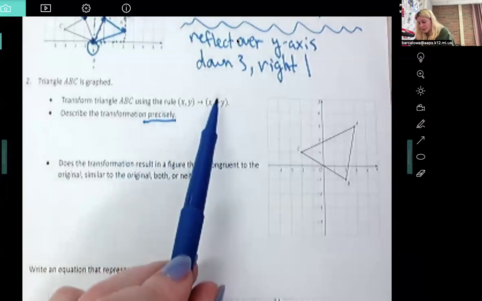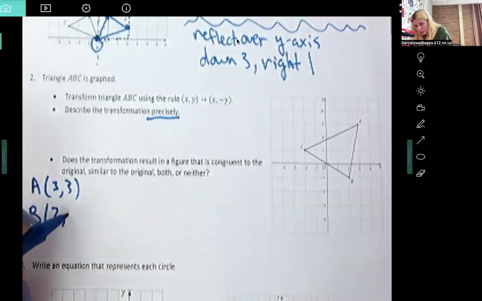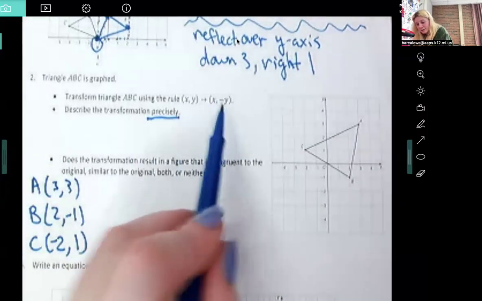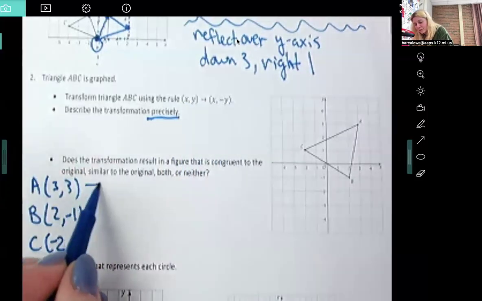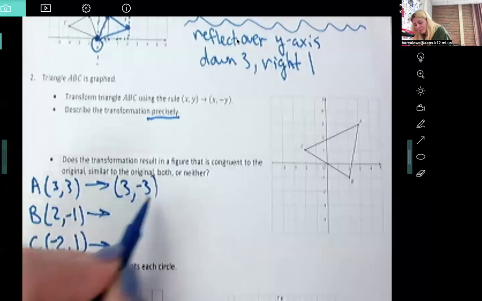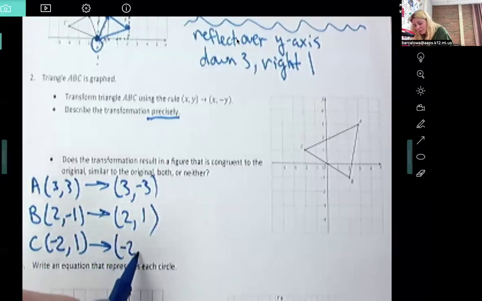So transform this. Down here, I've got some blank space. So A is currently at point 3, 3. B is at 2, -1. And C is at -2, 1. Okay? If I'm following this rule, notice x stays the same, y is now -y. So that means all of my y coordinates are going to flip signs. So 3, -3, 2, +1, and -2, -1.